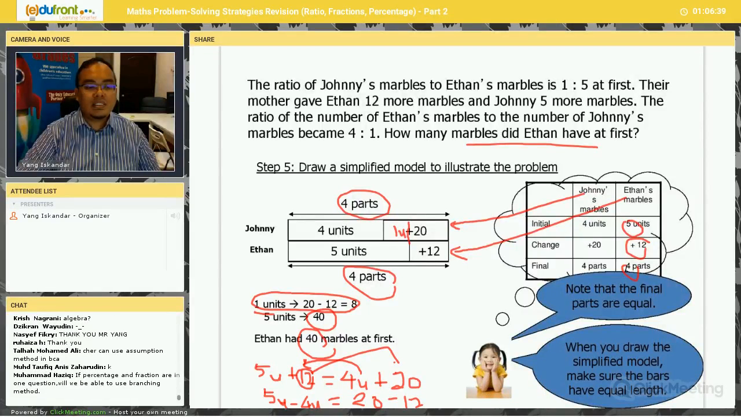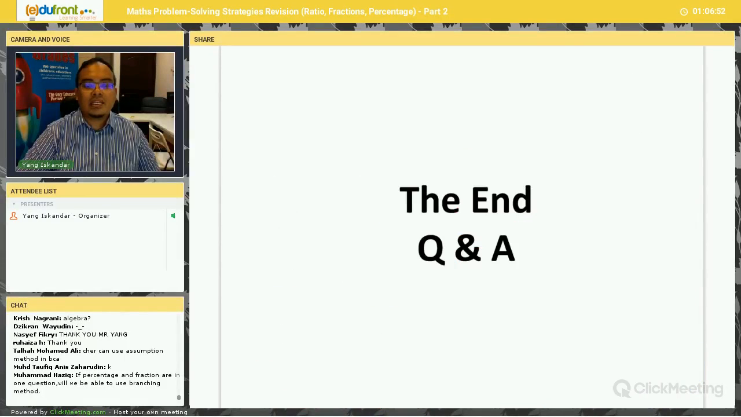Any other questions? Okay, Haziq asks, if percentage and fraction are in one question, will we be able to use the branching method? Yes. If you want to use the branching method, my suggestion is to convert everything into fractions.